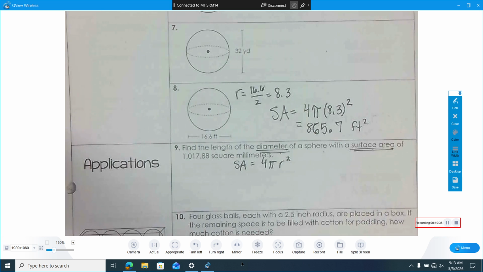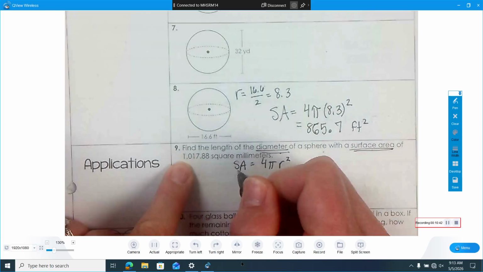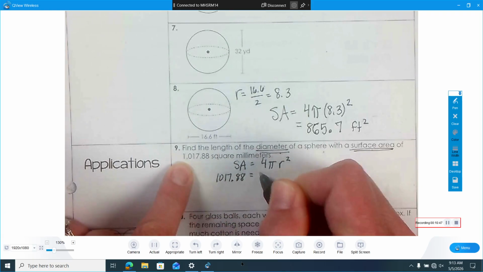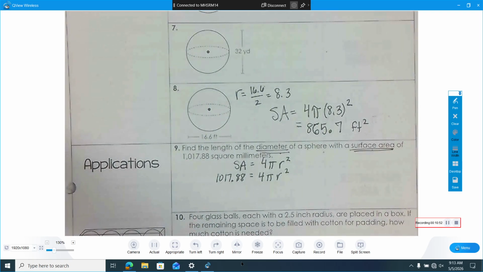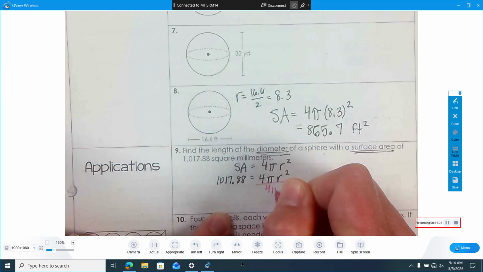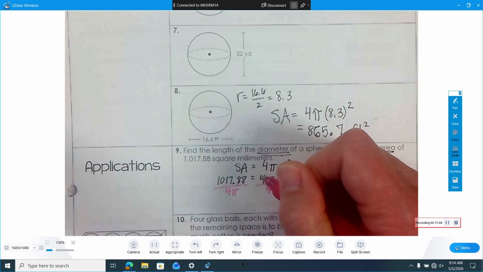All right, we're going to plug in what we know. So what information do we know? The surface area. So I'm going to put this in place of the surface area: 1017.88 equals 4 pi radius squared. All right, and this is going to allow us to solve for r. What should we do here? We need to divide by 4 and pi. We can divide by both of them, but you do have to be really careful on your calculator. So please, everybody, let's follow along here.